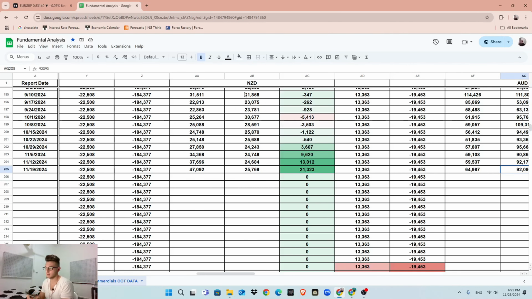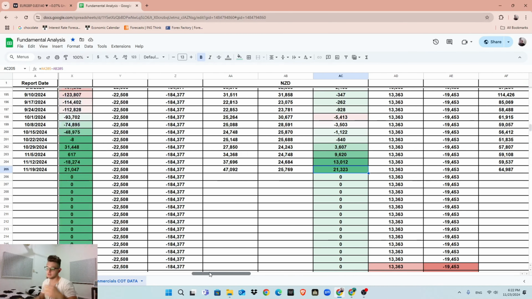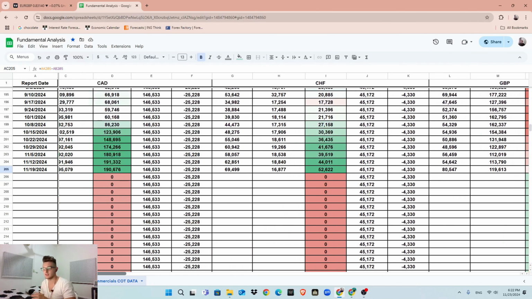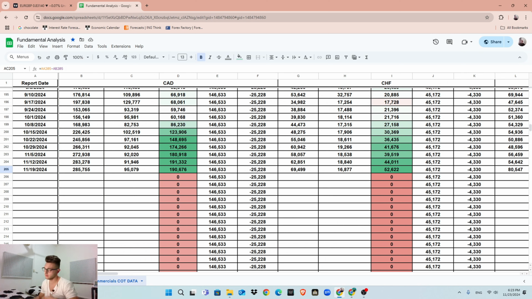Okay, so for example, the New Zealand dollar is at 80% net long positions. So it means that the New Zealand dollar should be a buy from the COT data, but the fundamentals are contradicting and opposing this idea, and of course I follow the fundamentals more.